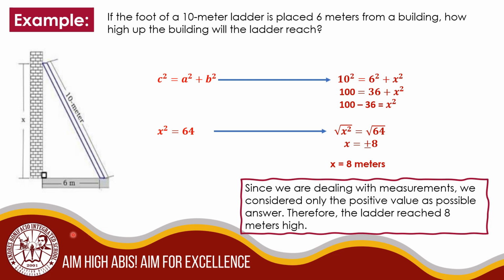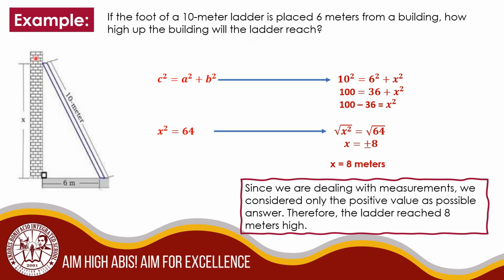So this time we will apply Pythagorean Theorem in a problem. The problem is, if the foot of a 10-meter ladder is placed 6 meters from a building, how high up the building will the ladder reach? So the given are a 10-meter ladder, and then 6 meters, the distance of the ladder from the building. What is asked in the problem? Ano daw ang taas ng building na na-reach ng ladder?